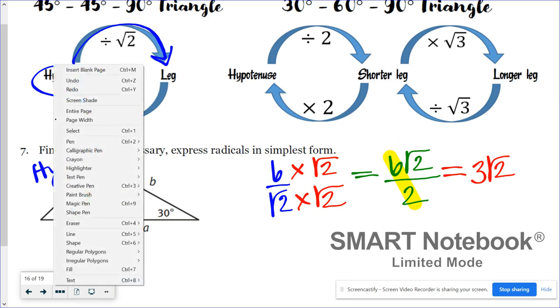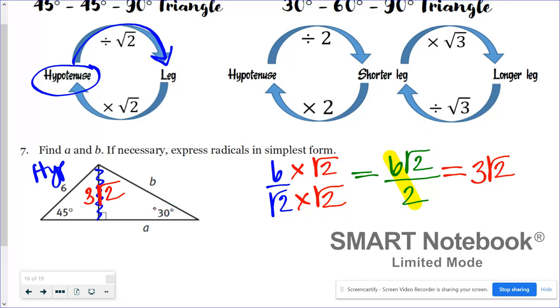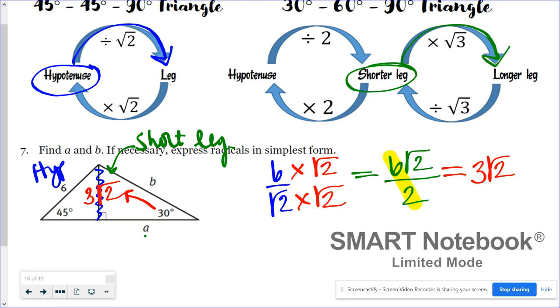Now in the 30, 60, 90 triangle, that is opposite the 30-degree angle. So what that means is that is the short leg in my 30, 60, 90, which is the best one to know because it's just a matter of multiplying to find the other two. So A is the long leg in my 30, 60, 90. I know the shorter leg, so if I multiply it by the square root of 3, I'll get my longer leg.